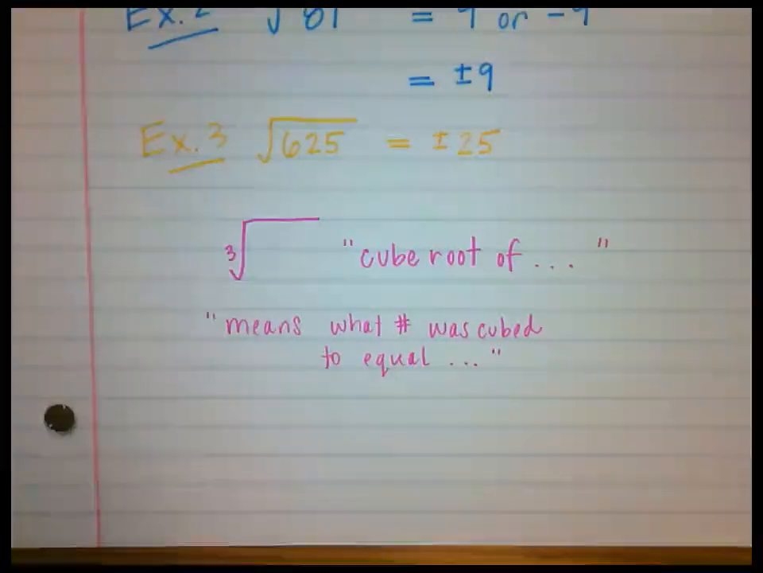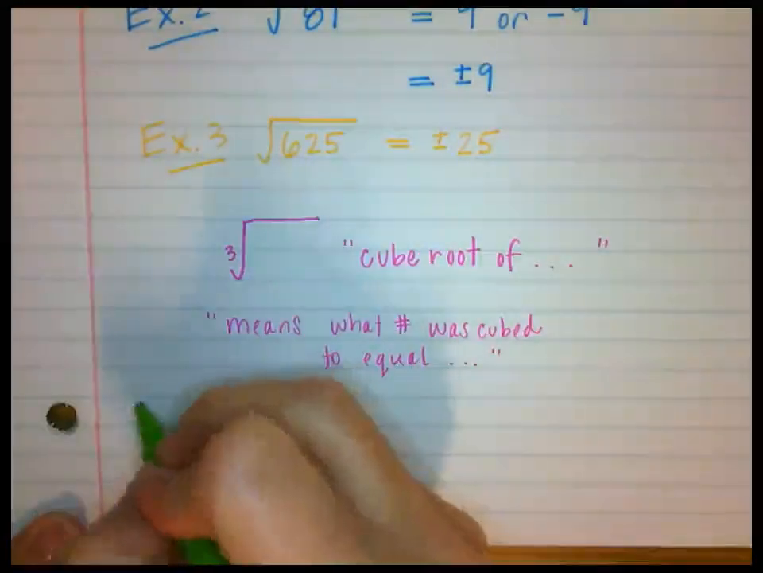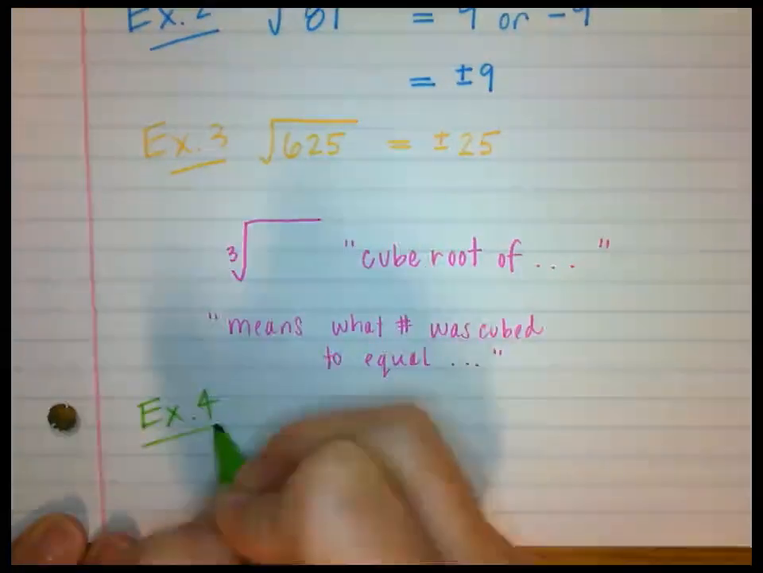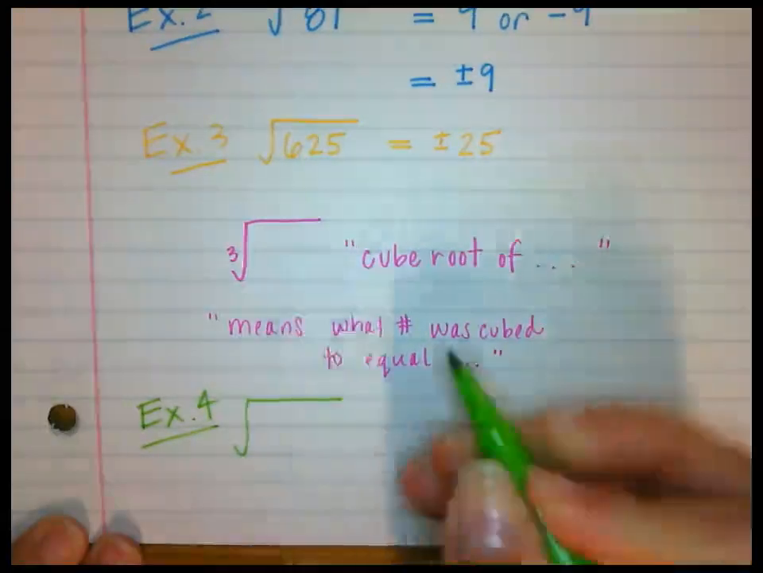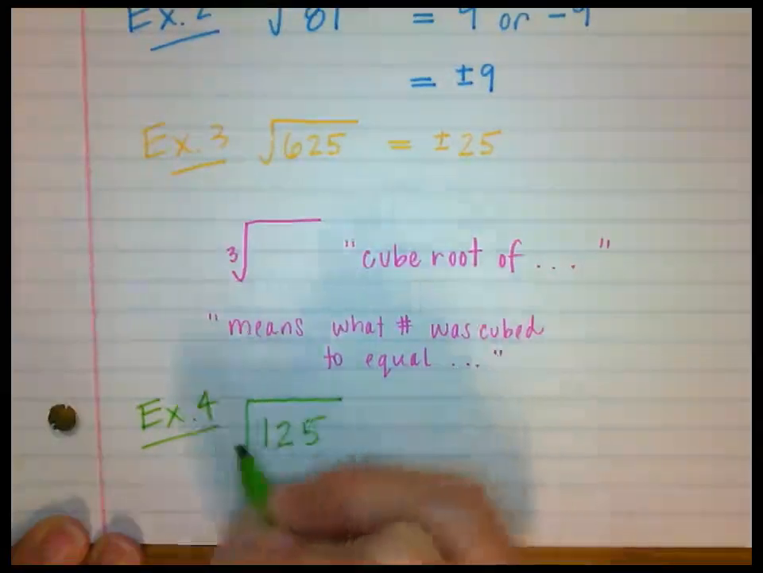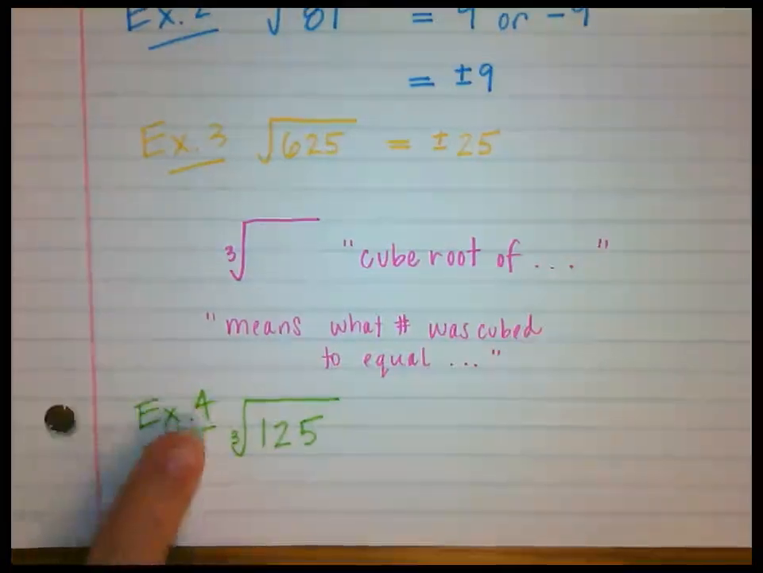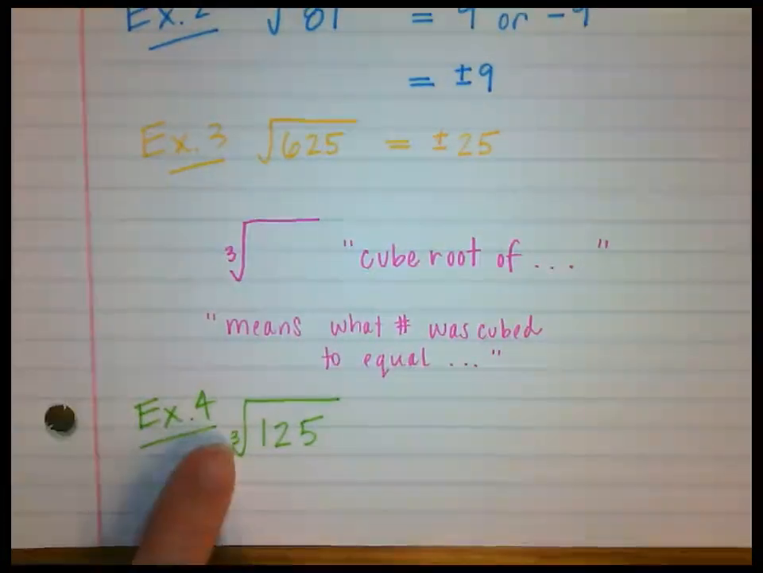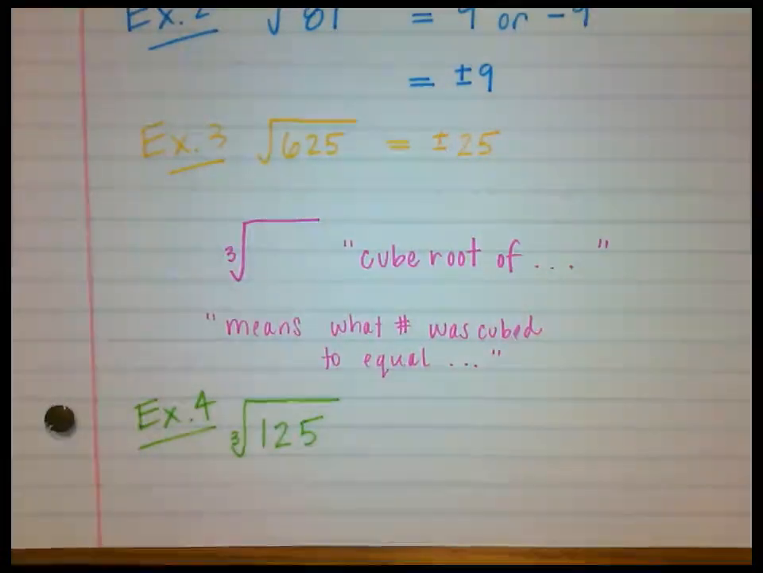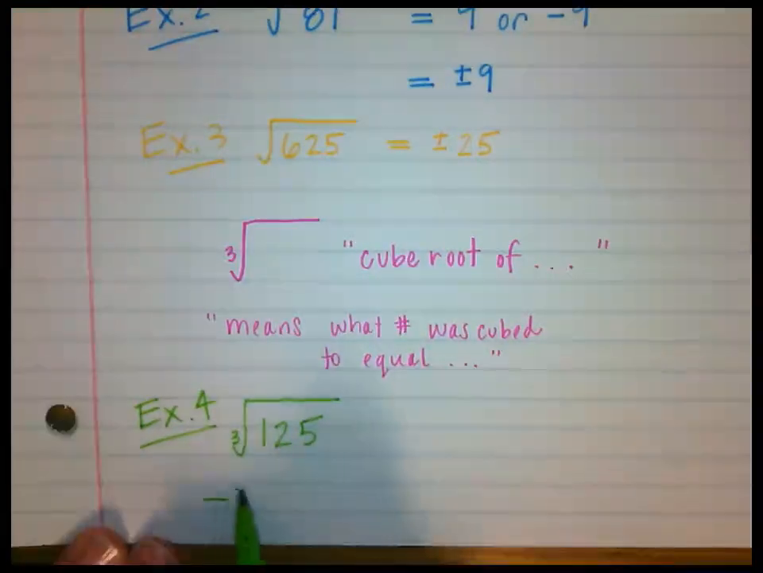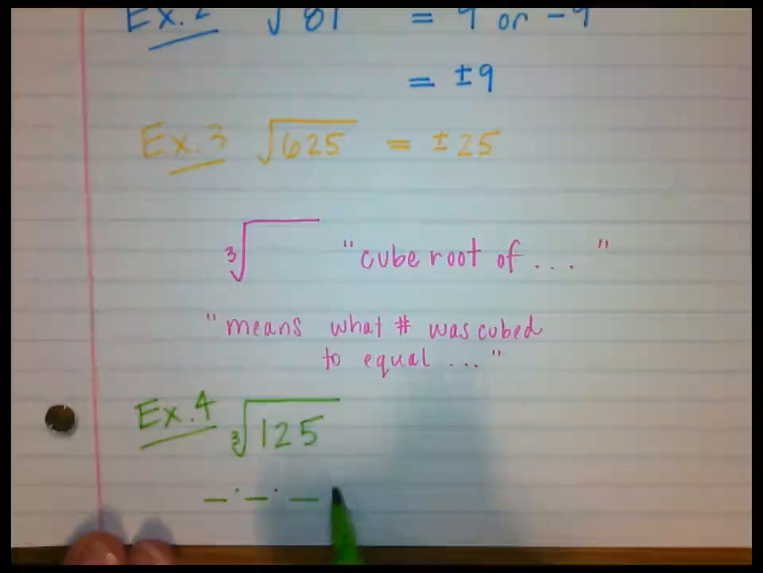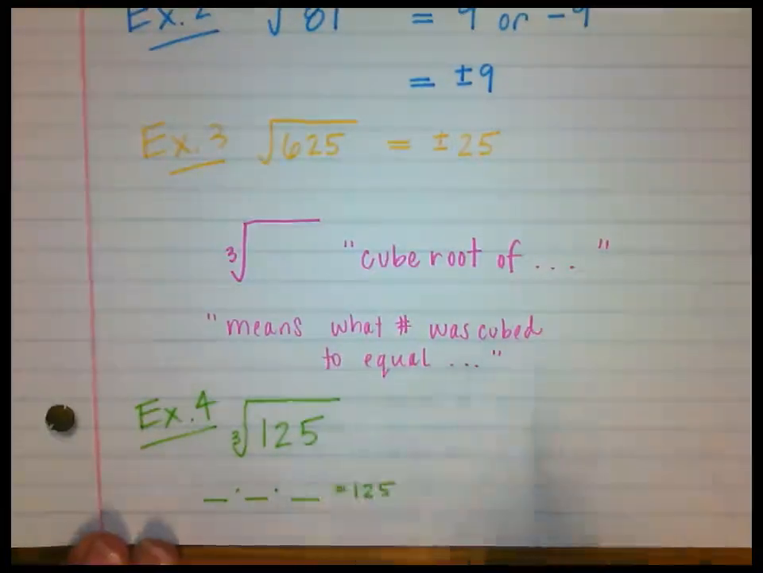All right, so if we want to look at an example of this one, let's say that we have the cube root of 125. Now this is a little 3. It's not a large 3 that's multiplied outside. This is just a little 3 in that little hook right there. And that's going to tell us that we want the cube root of 125. So what number was cubed? What that means is what number did I multiply by itself 3 times to equal 125?